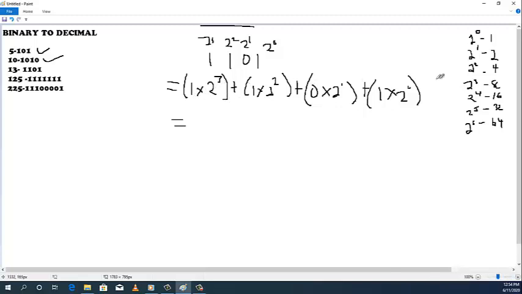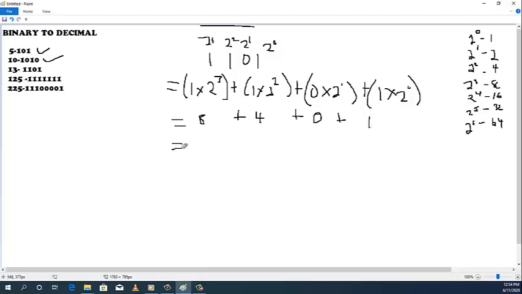2 to the power of 3, what do we have? 8, 8 times 1 still gives us an 8, plus 2 to the power of 2 is a 4, 4 times 1 still have a 4, plus 2 to the power of 1 is 2 times 0 is 0, plus 2 to the power of 0 is 1, 1 times 1 is 1.